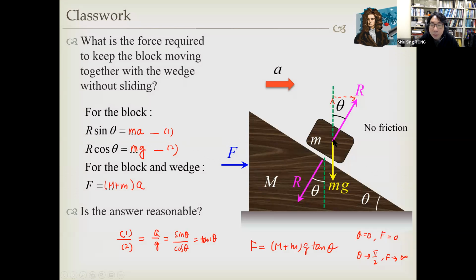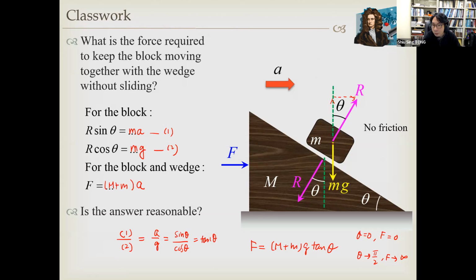I would like to ask a question. In this example, I resolved R in the vertical direction and the horizontal direction. You may be tempted to do otherwise. In your high school study, the teacher may ask you to resolve the force component along the plane and perpendicular to the plane. So you may be tempted to write such an equation.